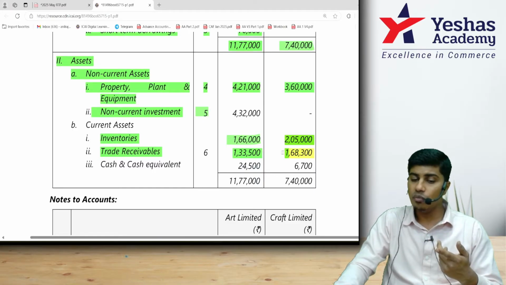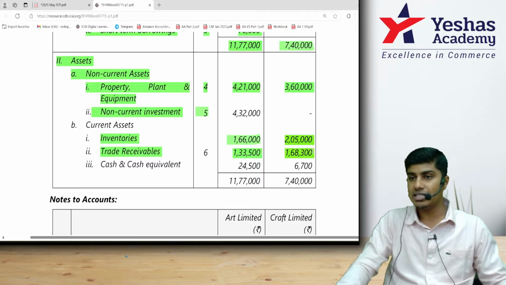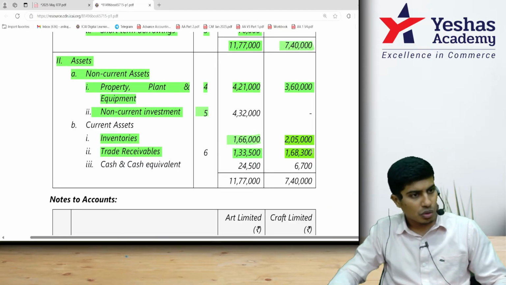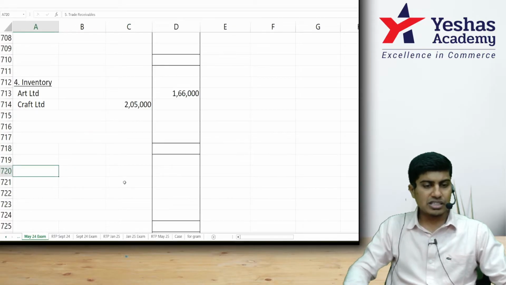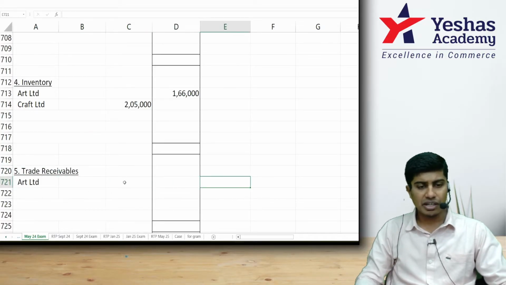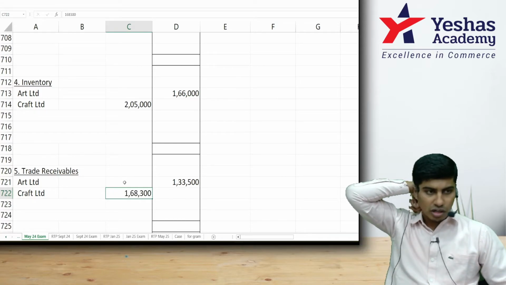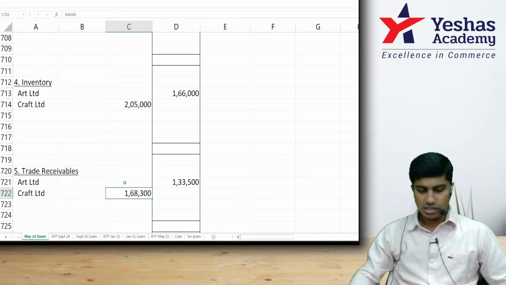Subsidiaries, it's marked yellow, which means that it has mutual indebtedness. So I'll keep 168,300 in the inner column, 133,500 in the outer column. Shall I do that? Next note, trade receivables. Art Limited, 133,500 outer column, Craft Limited, 168,300 inner column. I hope you all understood this.